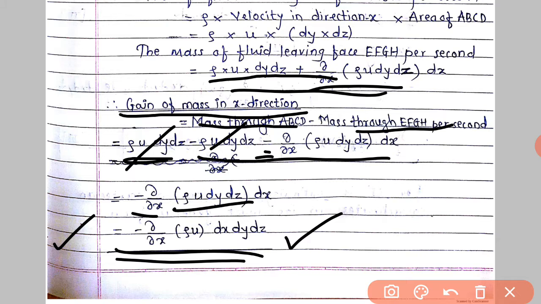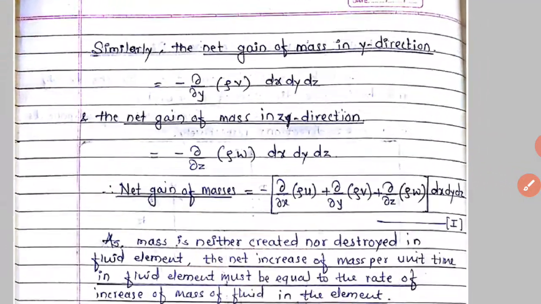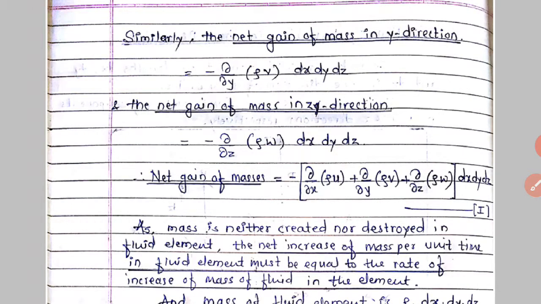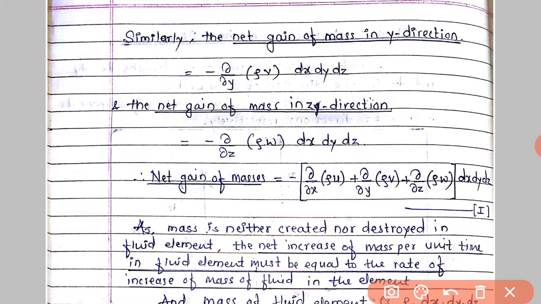Similarly, we have to obtain gain of mass in y direction and gain of mass in z direction. For that, similarly the net gain of mass in y direction will be given as minus ∂/∂y of ρv, v is velocity in y direction, into dx dy dz, and gain of mass in z direction is also given as minus ∂/∂z of ρw, w is velocity in z direction, so minus ∂/∂z of ρw into dx dy dz.